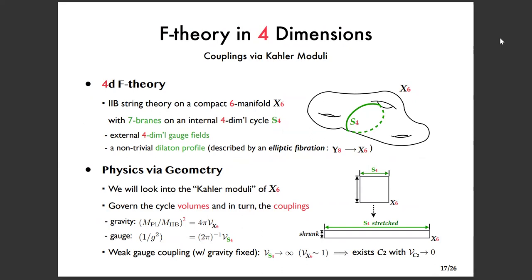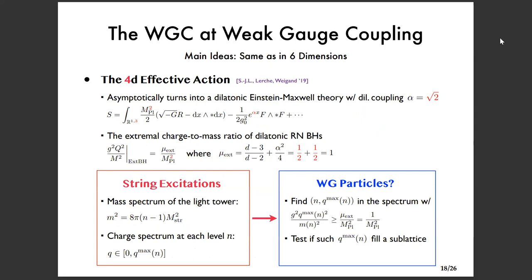The seven branes wrapping around the internal four cycle, now S4, give rise to the gauge fields. And the gauge coupling is inversely proportional to the volume of it. So for the weak gauge coupling, we need to consider expanding S4. And once again, this implies that there exists a shrinking two-dimensional cycle inside the X6, which I will still call C2. And in turn, this implies that by wrapping D3 on it, there arises a weakly coupled light heterotic string in this limit. So at weak gauge coupling, the four-dimensional effective action again turns into a dilatonic Einstein-Maxwell theory, but now with the dilaton coupling alpha equals square root 2. Then the extremal charge-to-mass ratio is computed as 1.